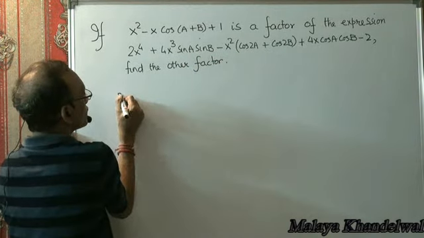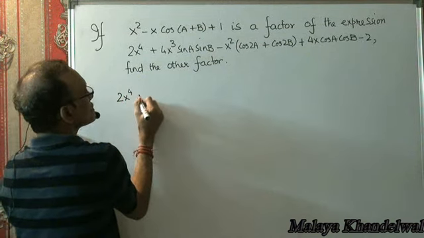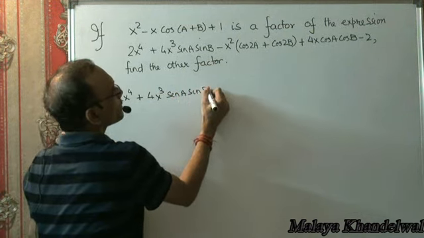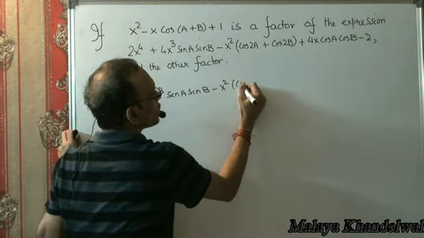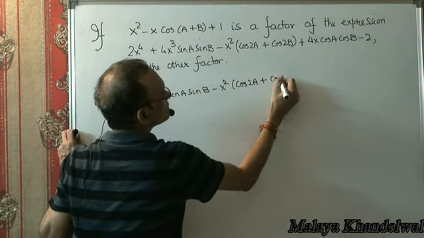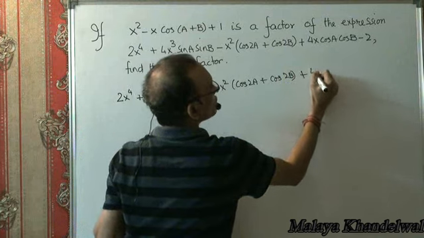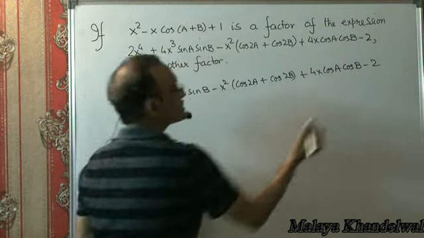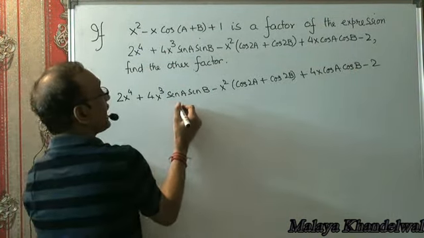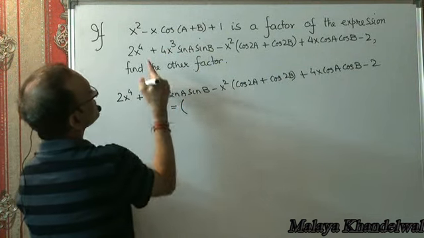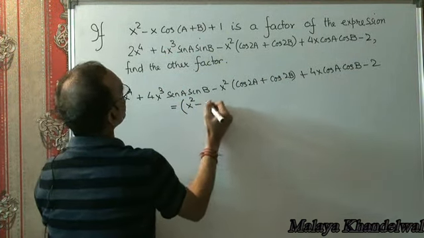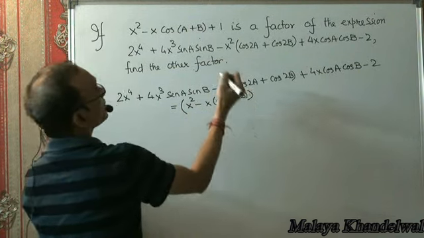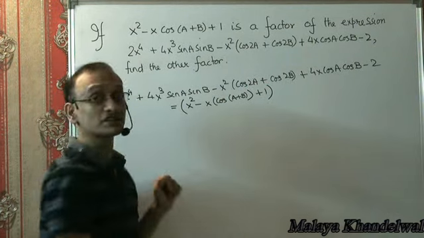So, 2x power 4 plus 4x cubed sin a sin b minus x squared into (cos 2a plus cos 2b) plus 4x cos a cos b minus 2. Right? This is the expression. And it's known to have one of the factors as x squared minus x into cos(a plus b) plus 1. That's one of the factors.